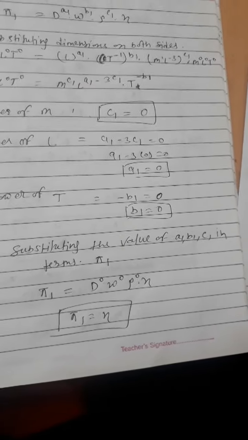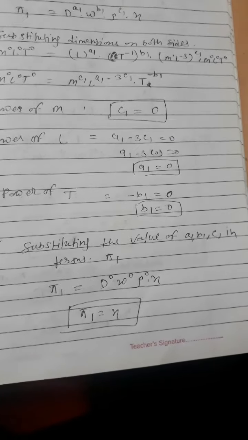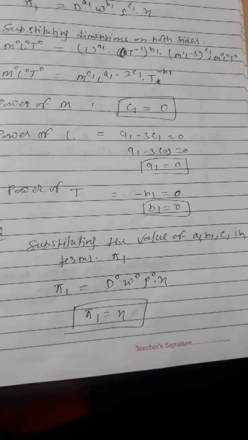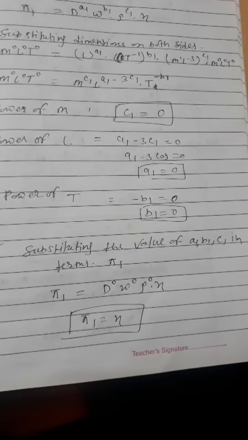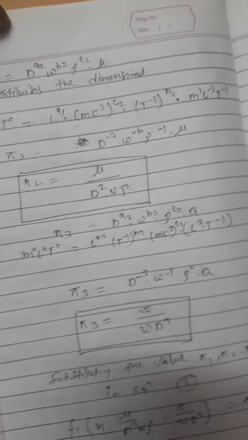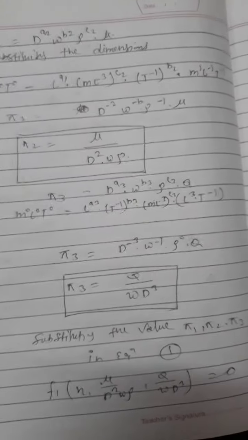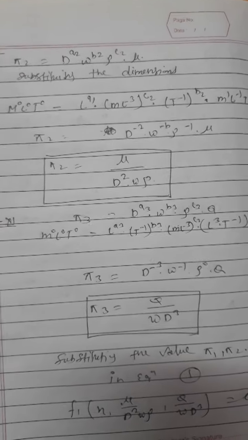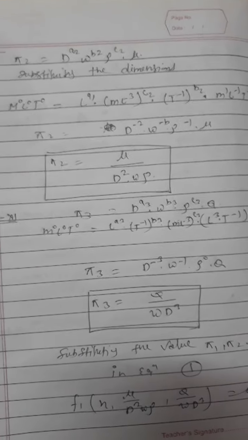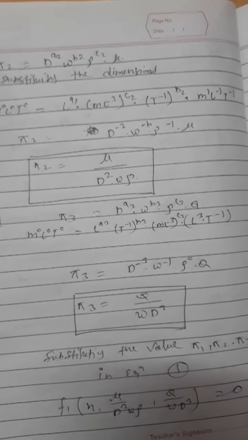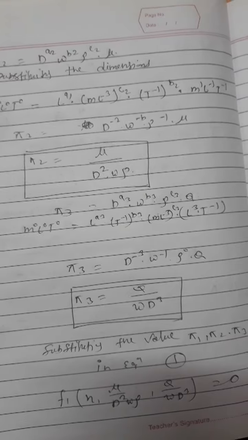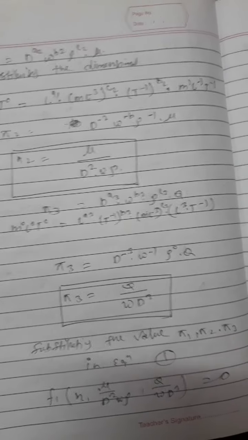Substituting the values of a, b, c in terms of pi 1, put the values in equation first. Pi 1 is equal to d to the power 0, omega to the power 0, rho to the power 0 into eta. So pi 1 is equal to eta. Step 10, the same is repeated for the function pi 2 is equal to d to the power a2, omega to the power b2 and rho to the power c2 into mu. Substituting the dimensions on both sides in this equation to find the value, pi 2 is equal to mu upon d square into omega into rho.